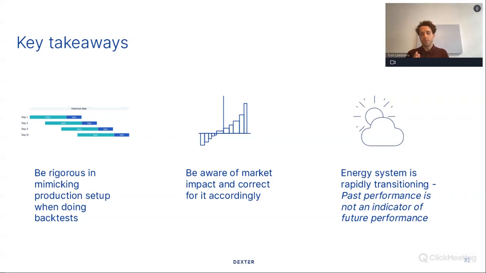So to summarize, three key takeaways. First, you have to be rigorous in mimicking your production setup when doing a backtest. Second, be aware of market impact and correct for it accordingly. And thirdly, as an important footnote to everything we just discussed, the whole system is rapidly transitioning. Everything is changing. So even though your hindcasting setup is perfect, the past performance is sadly not a perfect indicator of future performance.